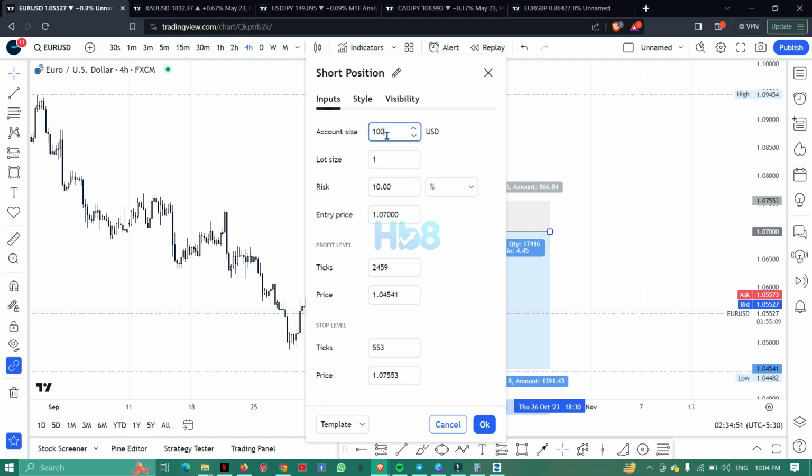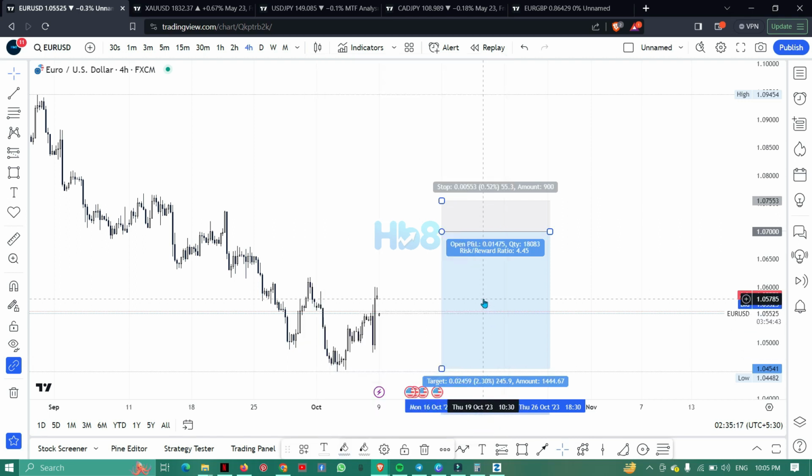Let's use $1,000 as account balance, all right? Keep your lot size as 1, that's standard lot size. Then input your risk. So let's assume you're risking 10%, okay? An assumption. You're risking 10% of $1,000, and that is $100 on this particular trade, okay? So now once you do that, just click on OK, right?